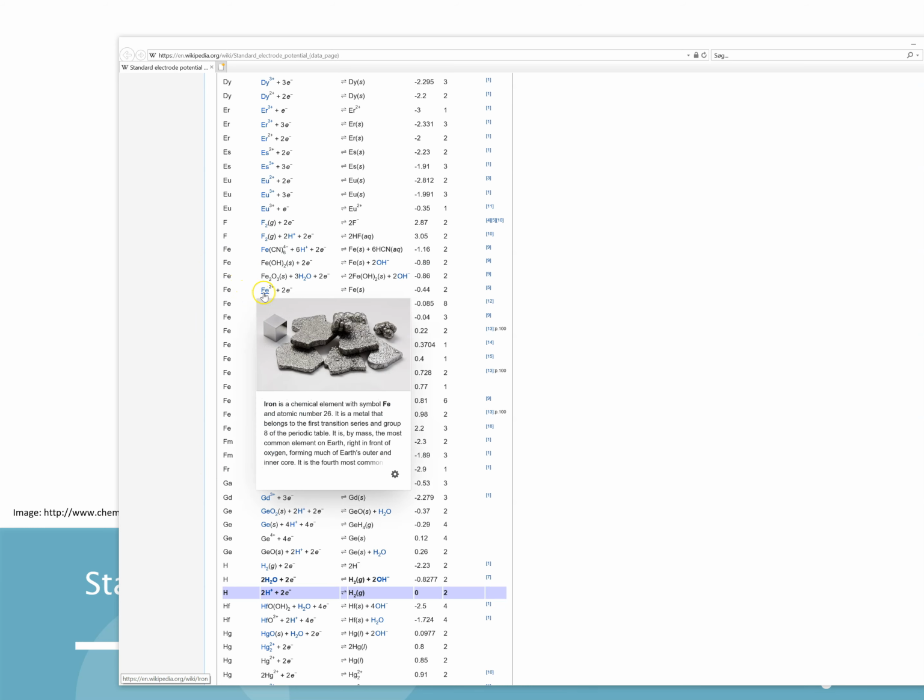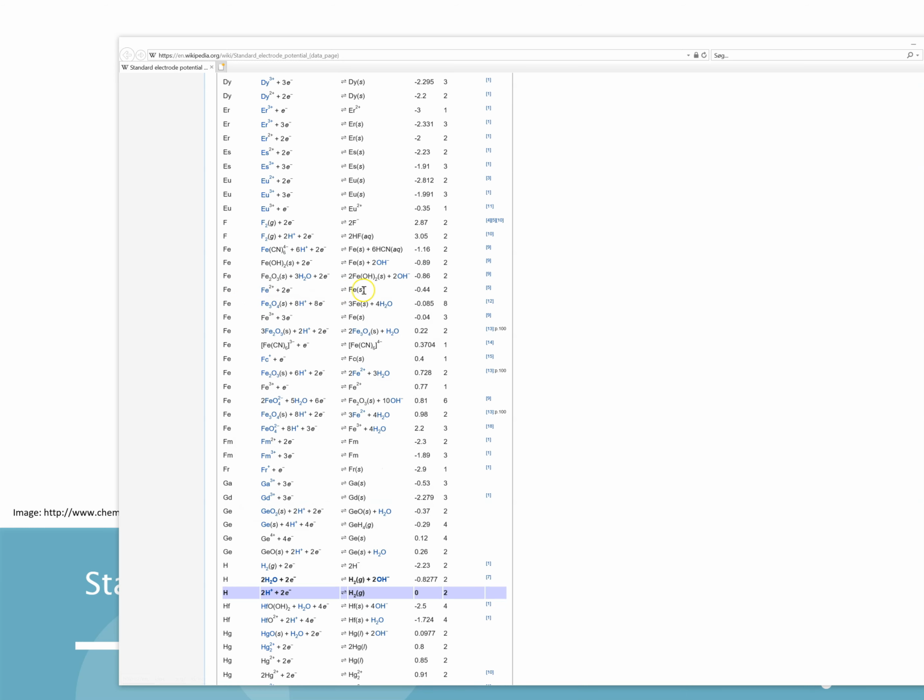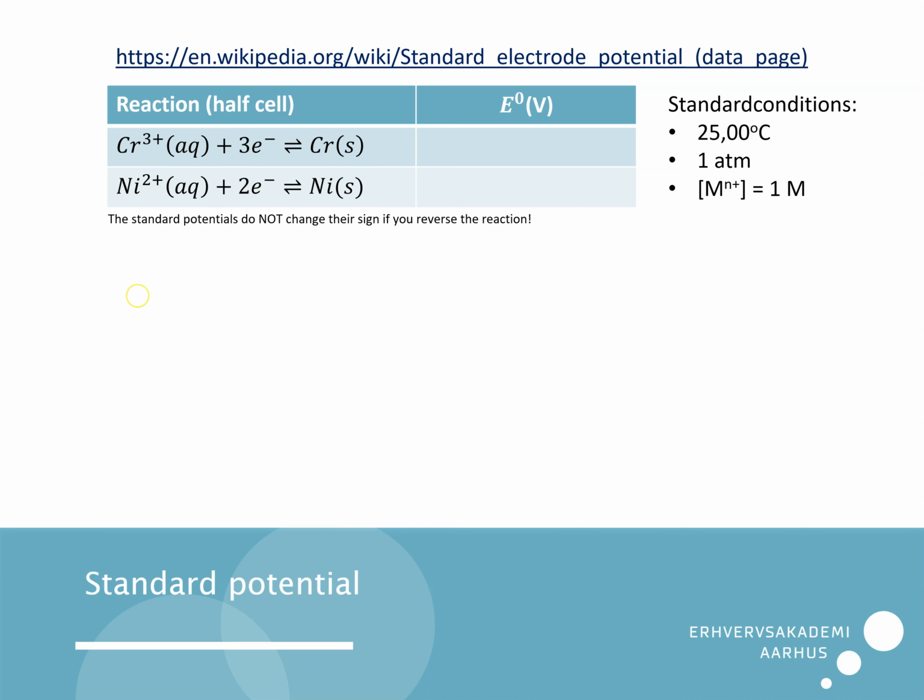Here we have iron 2 ions going solid, and here we have iron 3 ions going solid, and down here we have iron 3 ions becoming iron 2 ions. It's important to choose the right species, so you have to consult your reaction scheme. For the remainder of this video, we will be looking at a galvanic cell consisting of a chromium electrode submerged in a solution of chromium 3 ions and a nickel electrode submerged in a solution of nickel 2 ions.